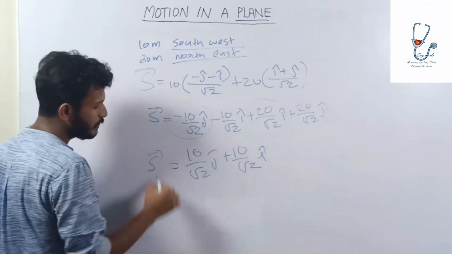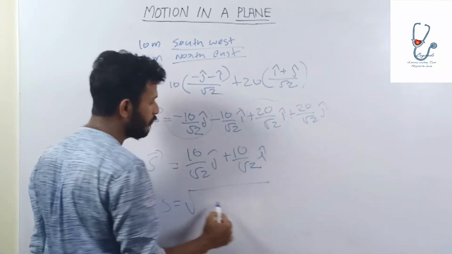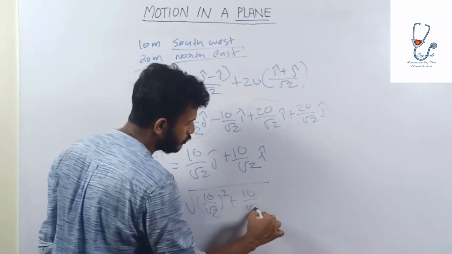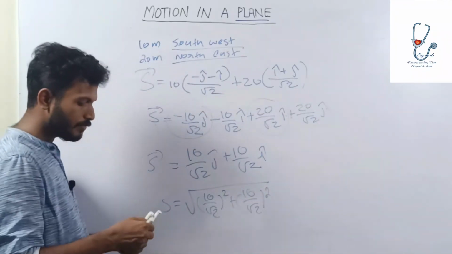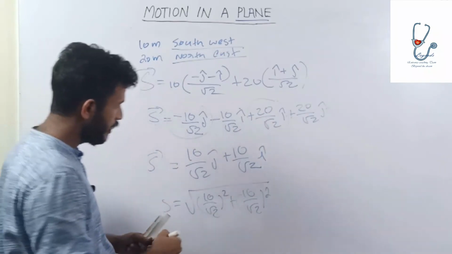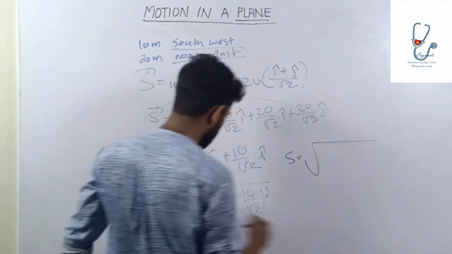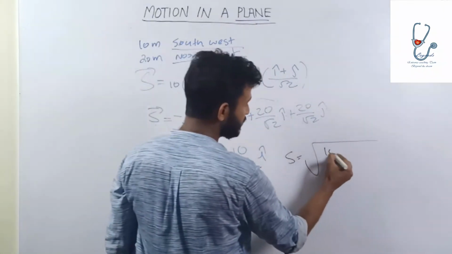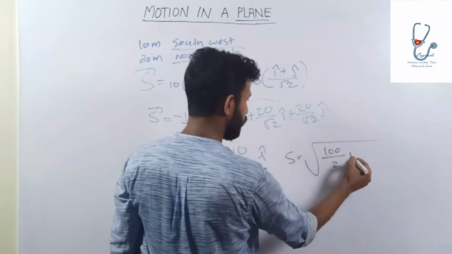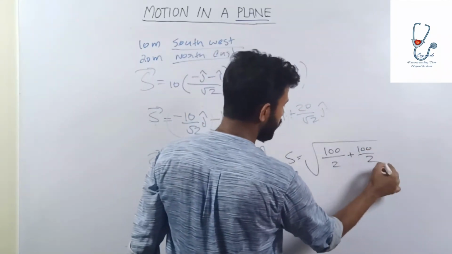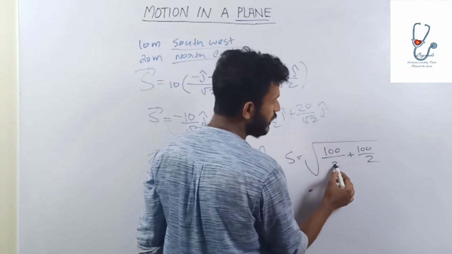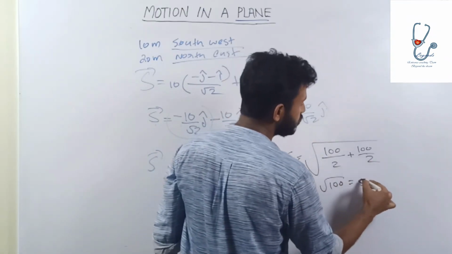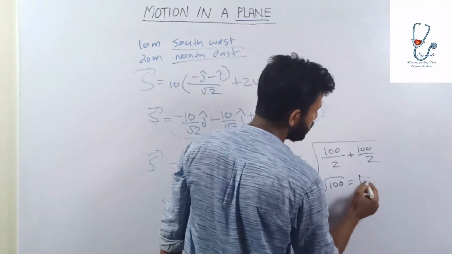This is vector s. How we can find s? As root of 10 by root 2 the whole square plus 10 by root 2 the whole square. Ready? Calculate s equal to root of, what is 10 by root 2? 10 by root 2 the whole square is 100 divided by 2 plus 100 divided by 2, that is 50 plus 50, that is root 100, that is, answer is 10 meter.